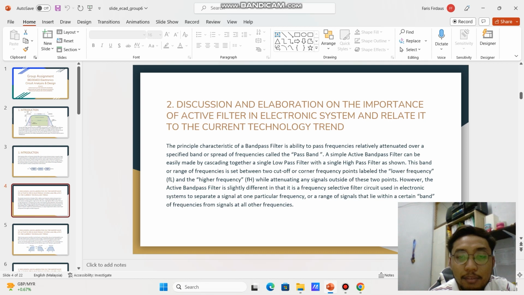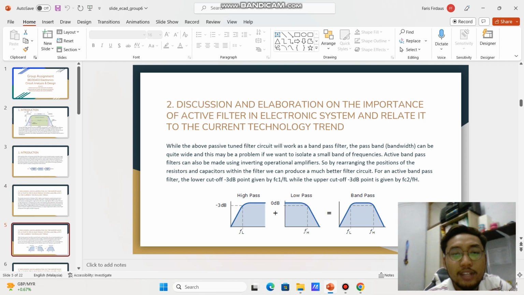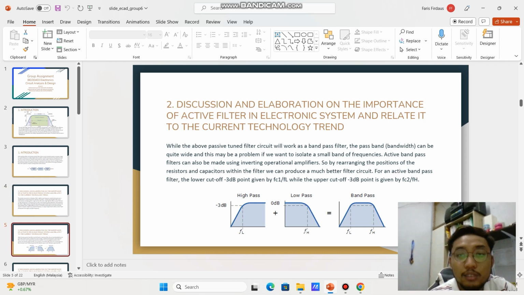However, the active bandpass filter is slightly different in that it is a frequency selective filter circuit used in electronic systems to separate a signal at one particular frequency, or a range of signals that lie within a certain band of frequencies, from signals at all other frequencies. While the above passive tuned filter circuit will work as a bandpass filter, the pass band bandwidth can be quite wide, and this may be a problem if we want to isolate a small band of frequencies.